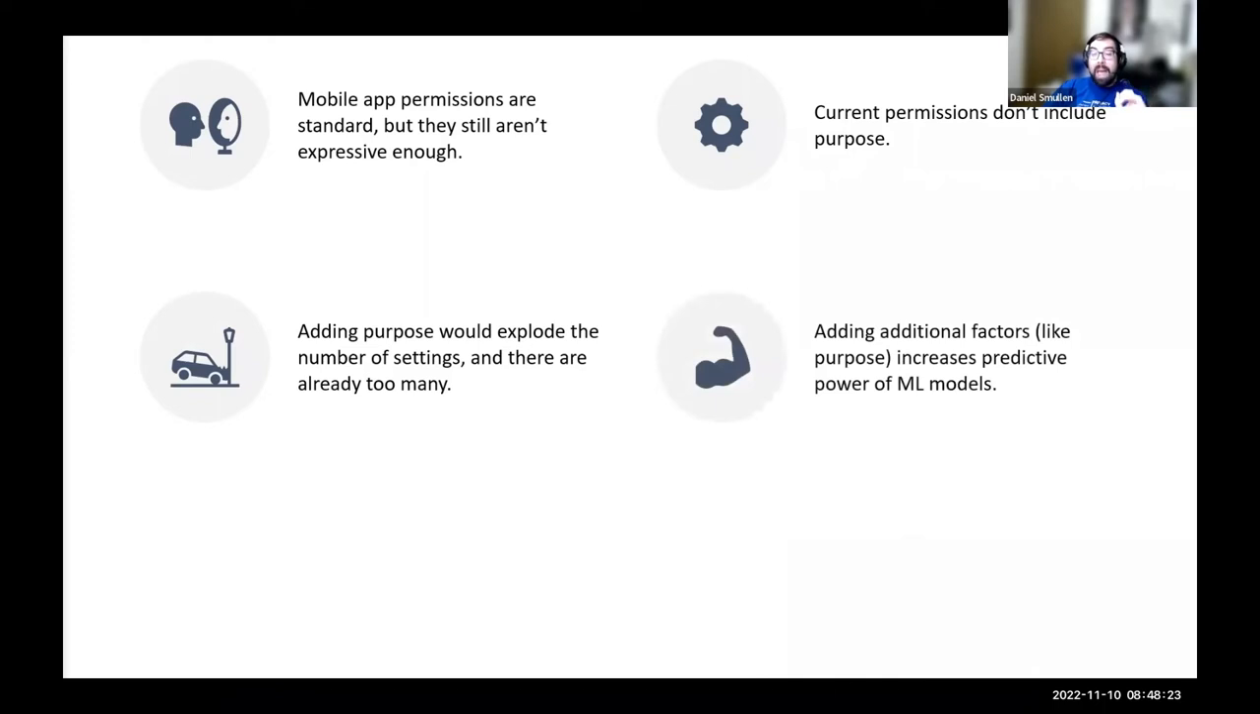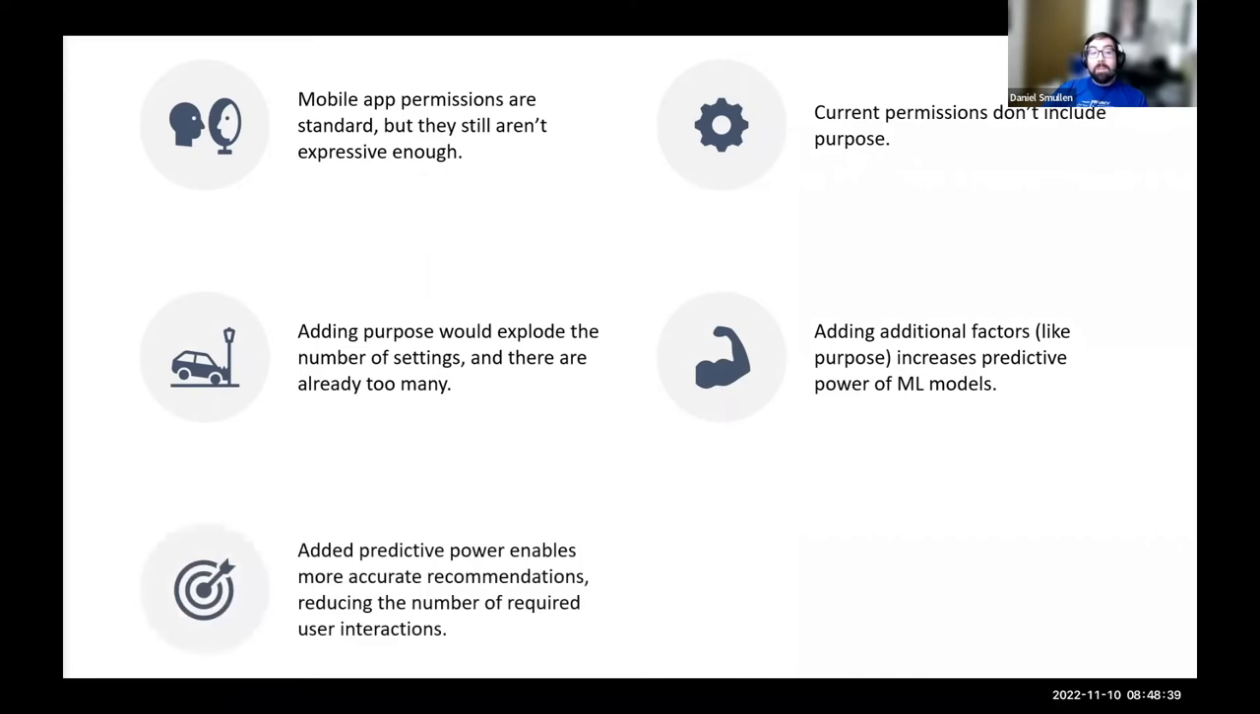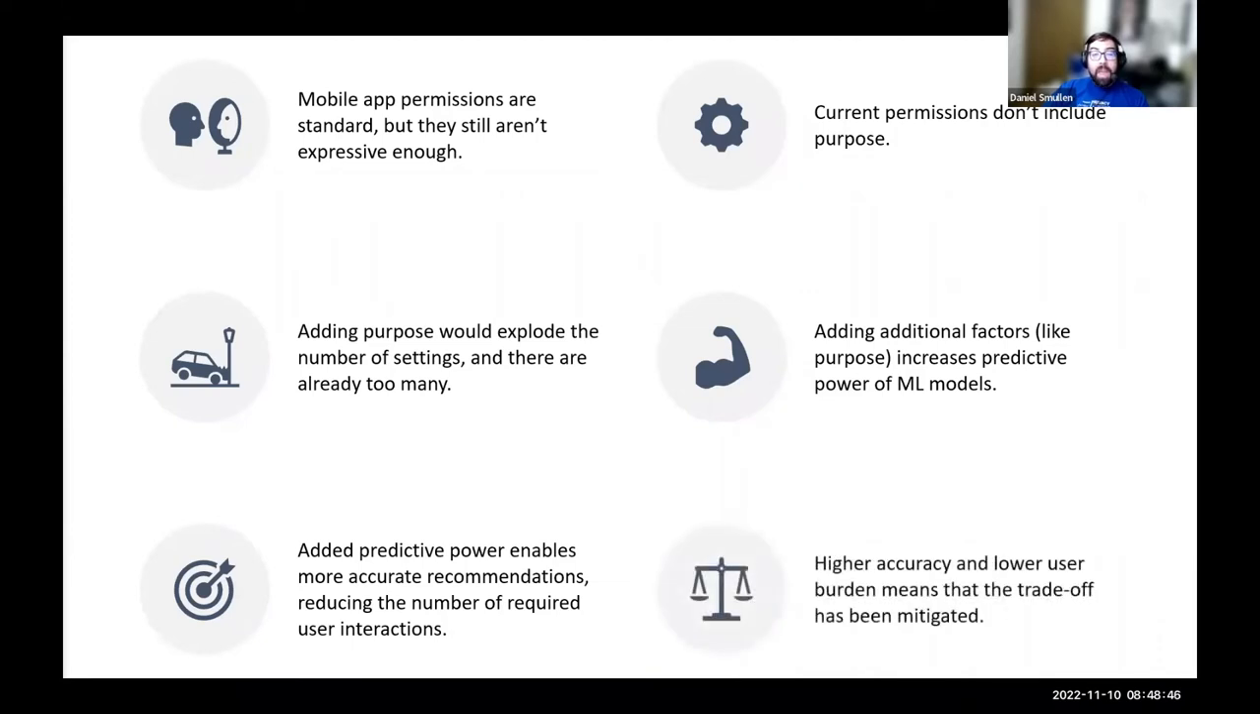But if we add these factors and we use machine learning models to make predictions about what people are likely going to want to choose for their settings, and we help them configure, not configure it for them, we help them configure their settings, then we get more accurate recommendations, and it reduces the number of user interactions. And then people are happier, and they get the settings that they actually want. And so that higher accuracy and lower user burden means that the trade-off that seemed to exist, where just adding more permissions makes things worse, is actually mitigated, and you make things better.